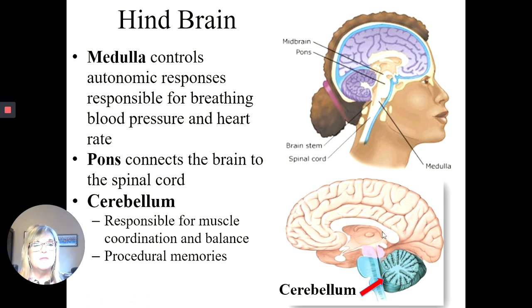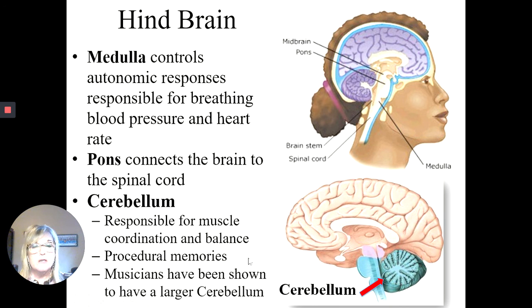So if you remember the case of HM, he had his hippocampus removed, but he was still able to remember procedural memories. So he remembered how to type, he remembered how to ride a bike, he remembered all the things that he was able to do before, and then he was even able to learn new procedural memories, hands-on activities, new ways of doing things. He didn't have any short-term memory, but he still had his cerebellum intact, so he was still able to make new procedural memories.